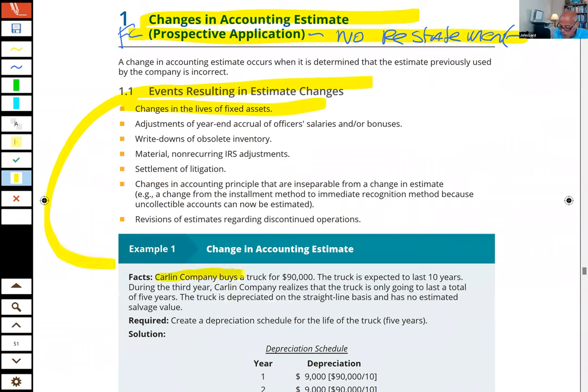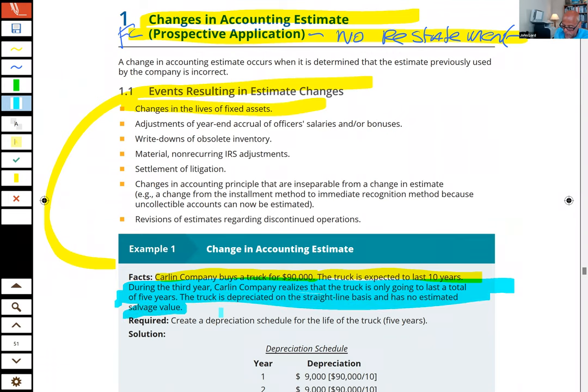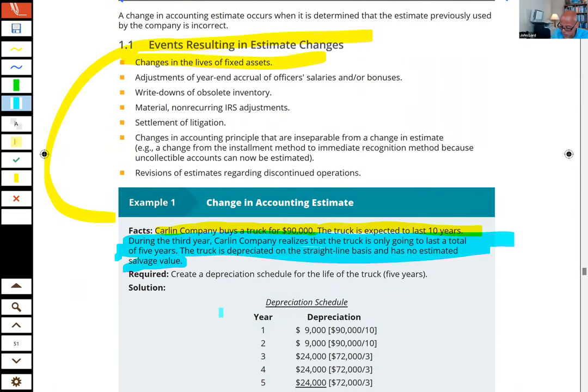We've got this Carlin company that buys a truck for $90,000. The truck is expected to last 10 years. And during the third year, they realize the truck is only going to last a total of 5 years. The truck is depreciated on a straight line basis, and they don't bother us with salvage value.